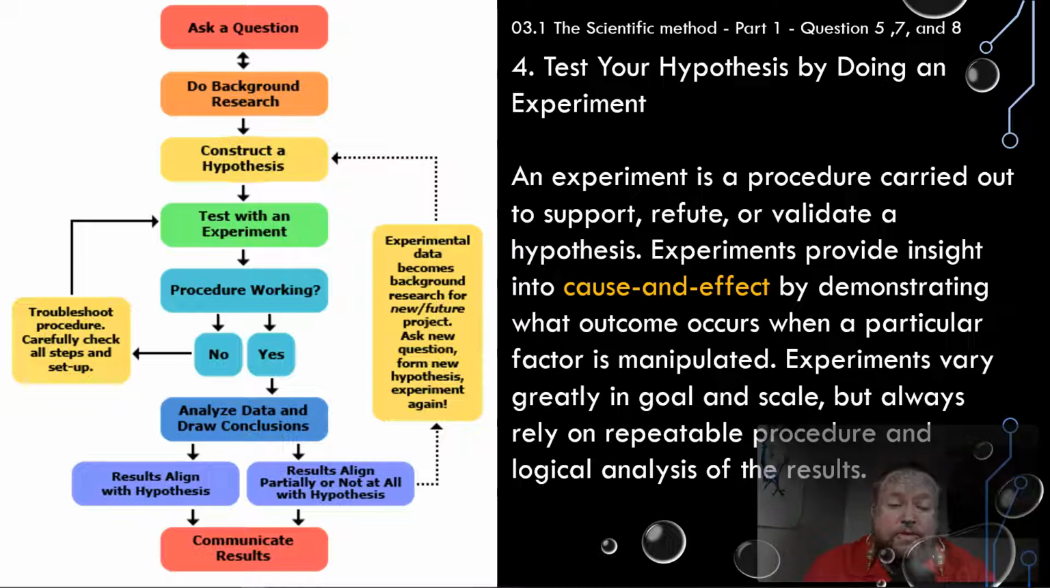Okay. So experiments provide insight into cause and effect by demonstrating what outcome occurs when a particular factor is manipulated. Here's the cause, the thing preceding it. We manipulate the cause that we think is tied to the effect. Manipulating here again means quantities, numbers. If we've thought about them being measurable, we change that. In the dog example, the size of the dog and the amount it eats, the size of the dog is the thing that we're manipulating.